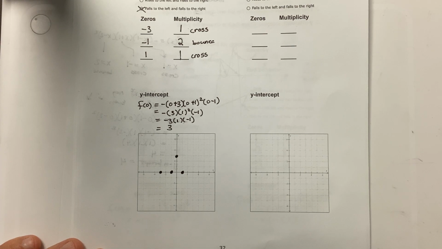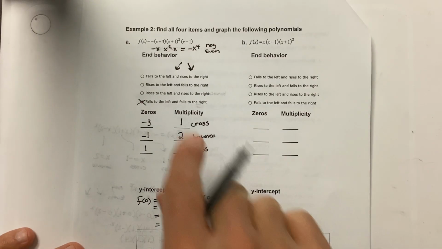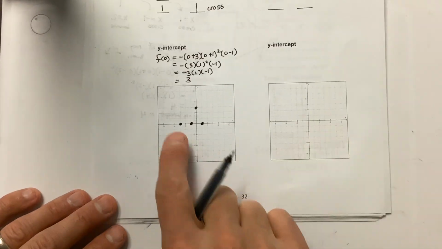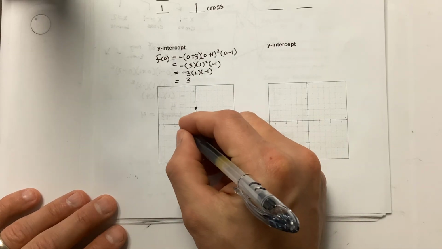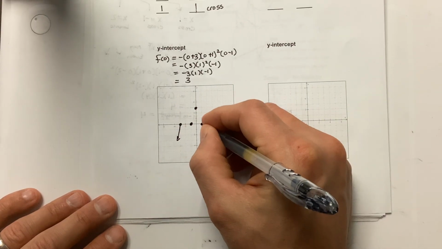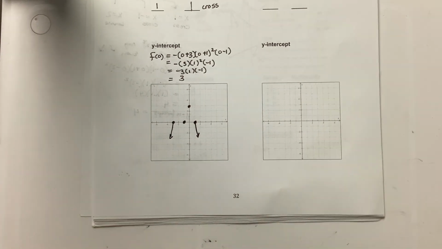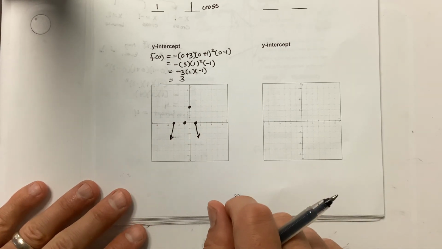Now, end behavior says that it falls to the left and falls to the right. So I'm going to go to the outside 2 points and make it fall to the left and fall to the right. Of course, it's going to angle a little bit out on both sides because that's the way the graph works as the domain variable continues.